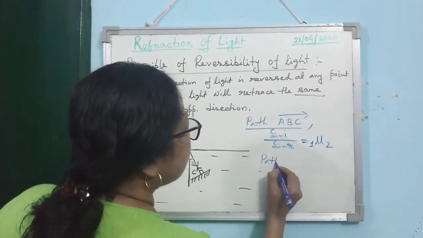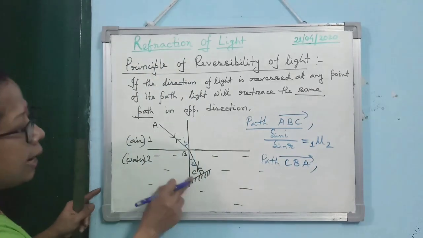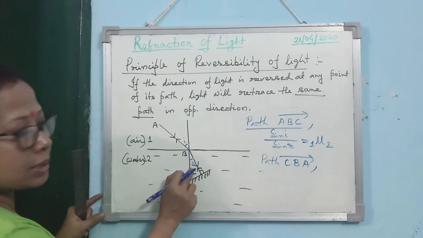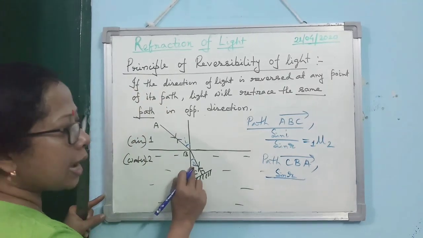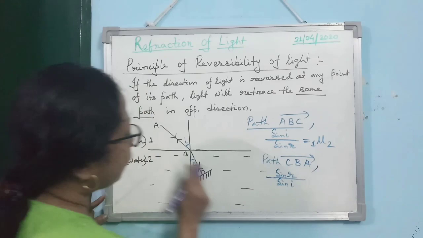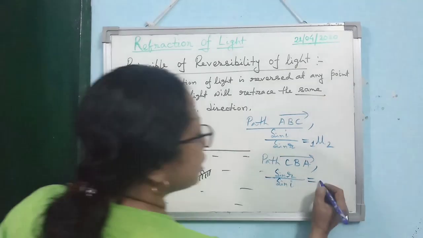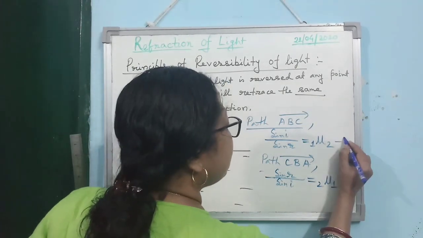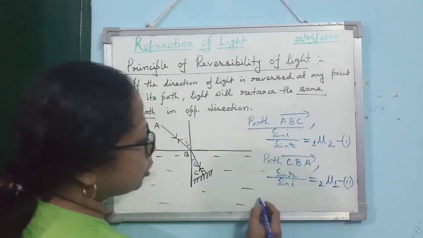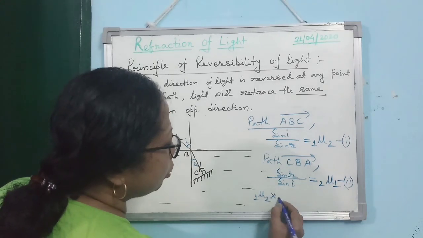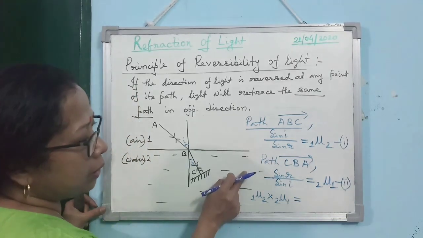Now, consider the reversed path. What is the reverse path? C to B to A. When the light is moving from C to B to A, what is the angle of incidence? R. If I apply Snell's law, sin of the angle of incidence, that is R, by sin of the angle of refraction, that is I here, equals, since it is moving from 2 to 1, 2 mu 1. If I name these equation 1 and equation 2, and multiply equations 1 and 2, what are you getting? 1 mu 2 into 2 mu 1 equals, on the left side, as there is no space, I am not writing, I am saying verbally, you follow it.